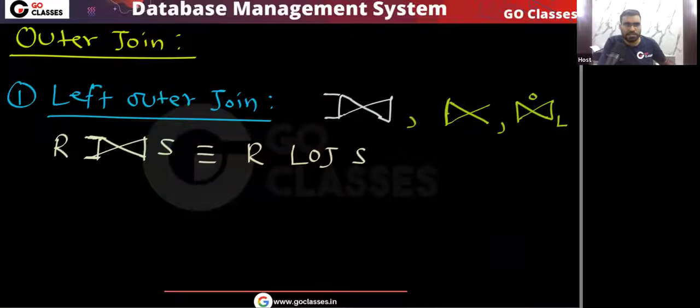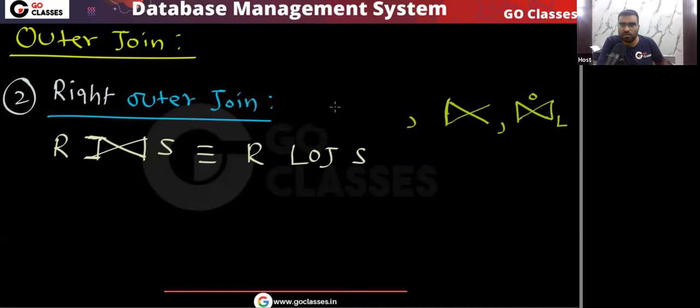One by one, let's see the second. What is the right outer join? In this right outer join, what is the symbol? The symbol is, first do inner join. See, the symbol is like this. First do inner join, and then you add the dangling tuples of the right table.